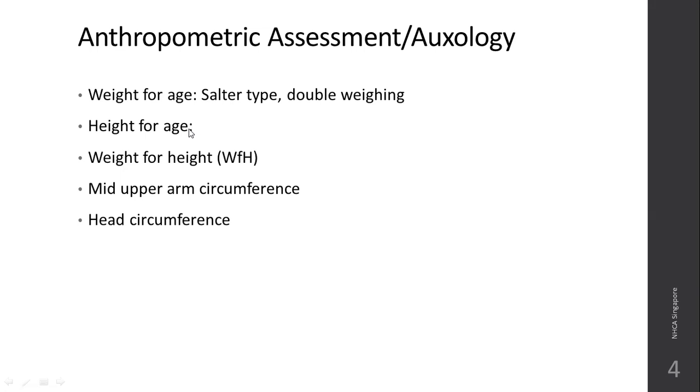Then we have head circumference. Here, occipitofrontal circumference is checked. That is the highest part at the back of the head, the skull region, that is the occiput, to the frontal bone. The circumference of that is checked.